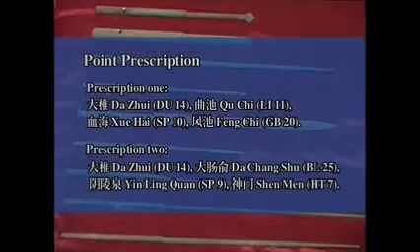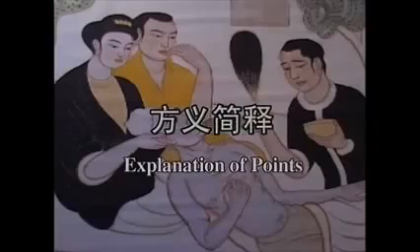Point prescription. Prescription 1. Du 14, Large Intestine 11, Spleen 10, and Gallbladder 20. Prescription 2. Du 14, Bladder 25, Spleen 9, and Heart 7. Explanation of points.